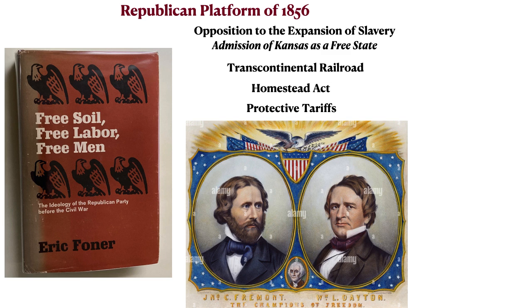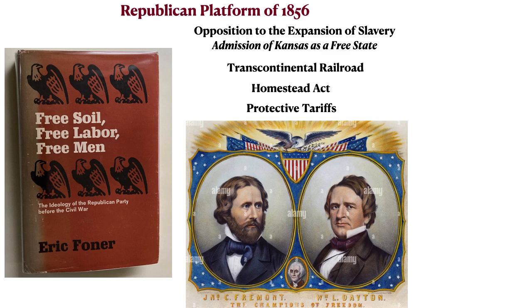They also adopted a lot of the old Whig platforms about the American system of Henry Clay, in other words, tariffs and internal improvements. They wanted federal government support for a transcontinental railway, protective tariffs. They also wanted the Homestead Act to encourage the development of free labor, where you can see this book here, Free Soil, Free Labor, Free Men, the Ideology of the Republican Party Before the Civil War. So all these things sort of went together.